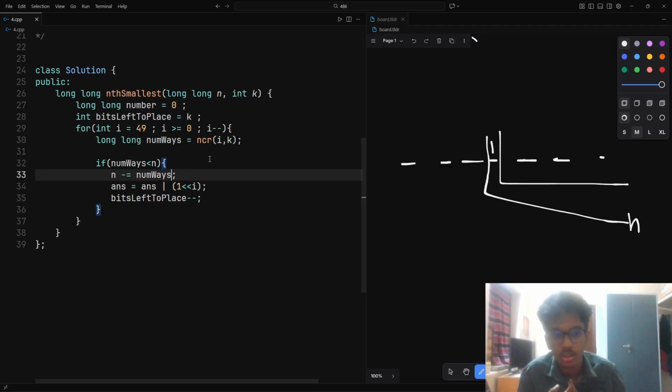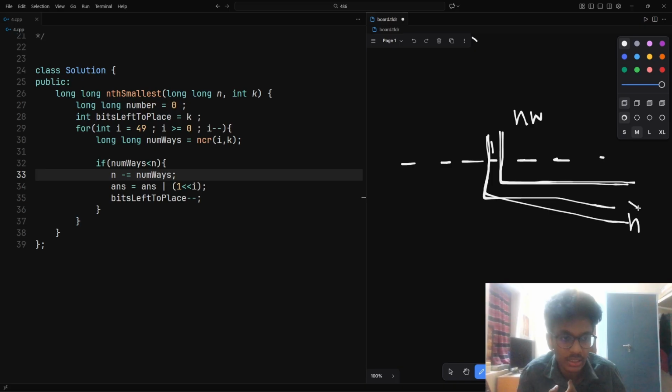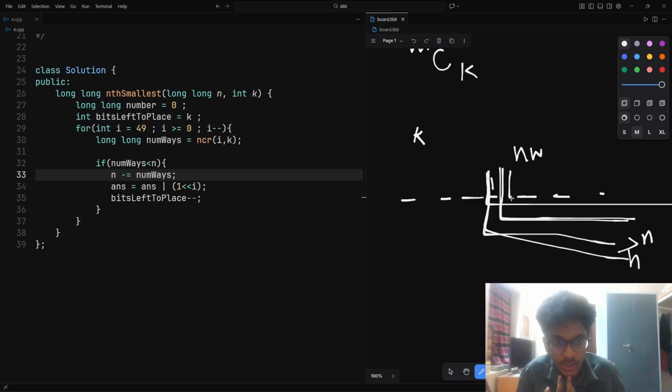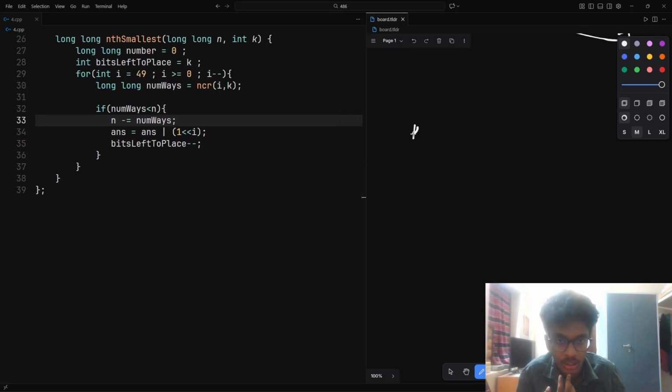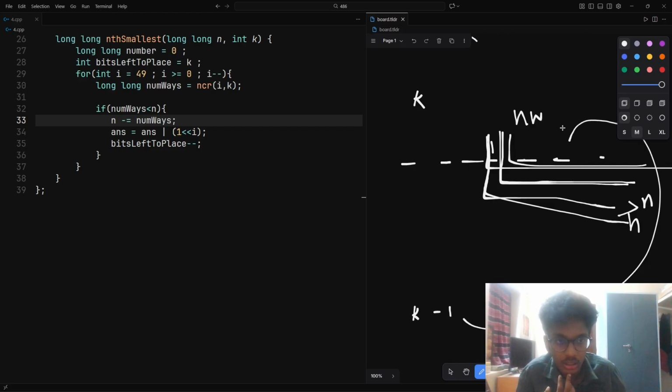Because the number of ways till here is num ways, right? Till here, let's say there were some greater than n ways. So that means I need to figure out, if I can place k ones here, I should be able to place k minus one number of ones here. I need to place k minus one ones in these three blanks, or whatever number of blanks after elimination. And those blanks are equal to n minus this num ways, isn't it?